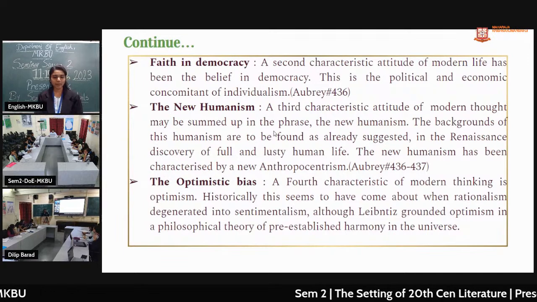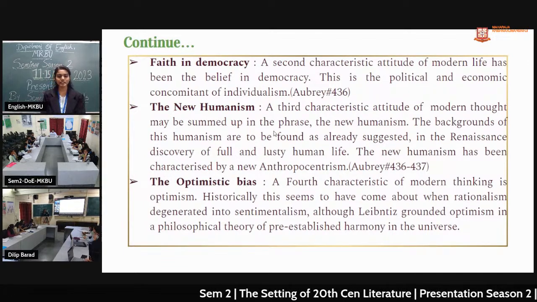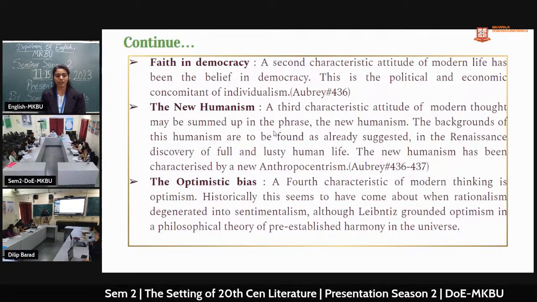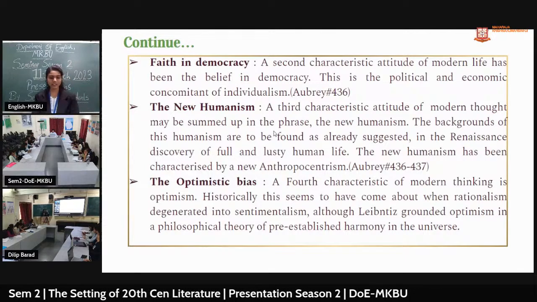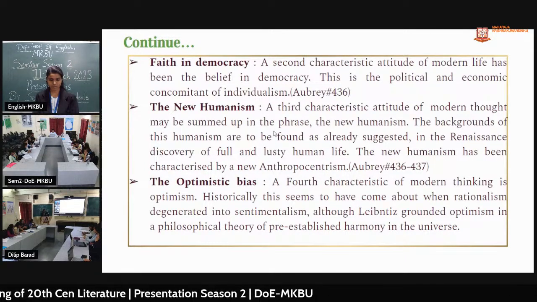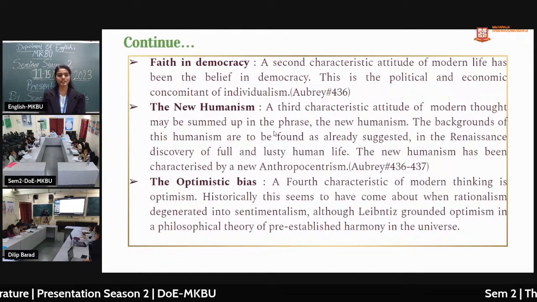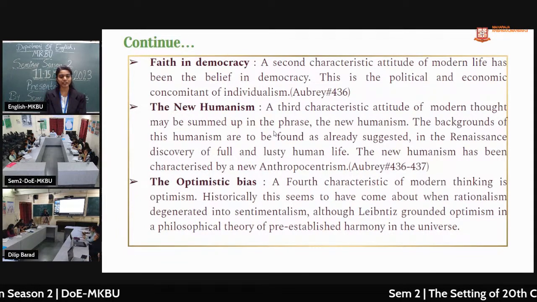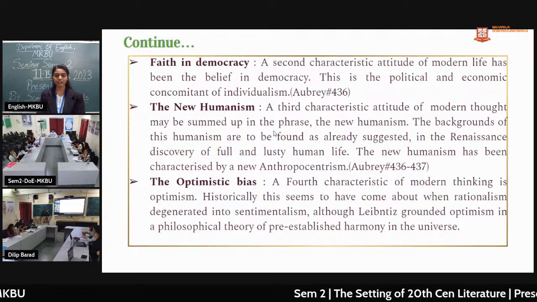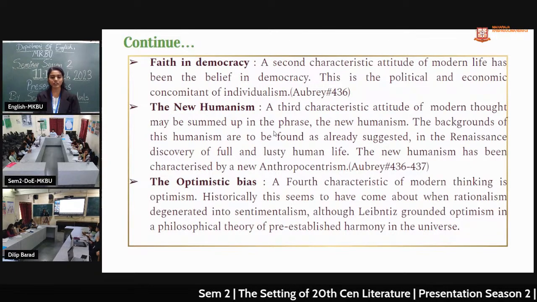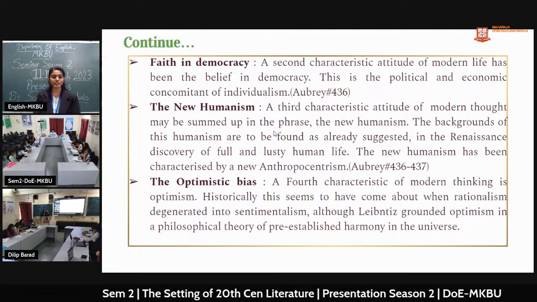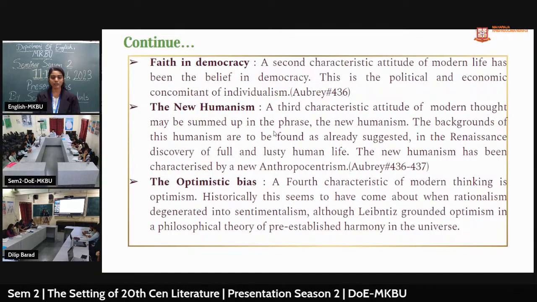The optimistic bias. A fourth characteristic of modern thinking is optimism. Historically, this seems to have come about when rationalism degenerated into sentimentalism, although Leibniz grounded optimism in a philosophical theory of pre-established harmony in the universe.